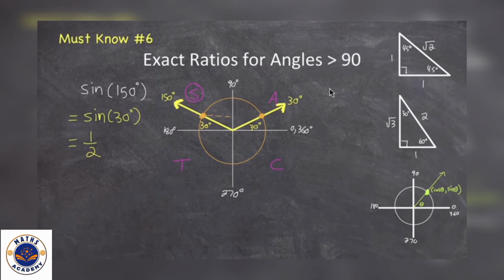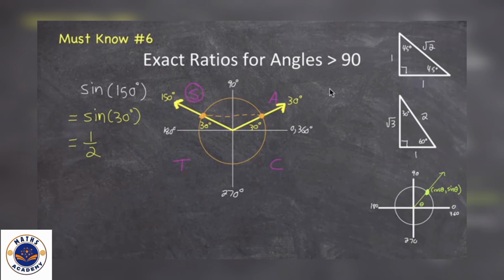exact same y-coordinate. And if you remember, if we look over here, the y-coordinate of where we intersect the unit circle is equal to the sine ratio of the angle. So of course sine of 150 and sine of 30 have the same value because they intersect the unit circle at 2 points that have the same y value. And the y value of those points would of course be a half.